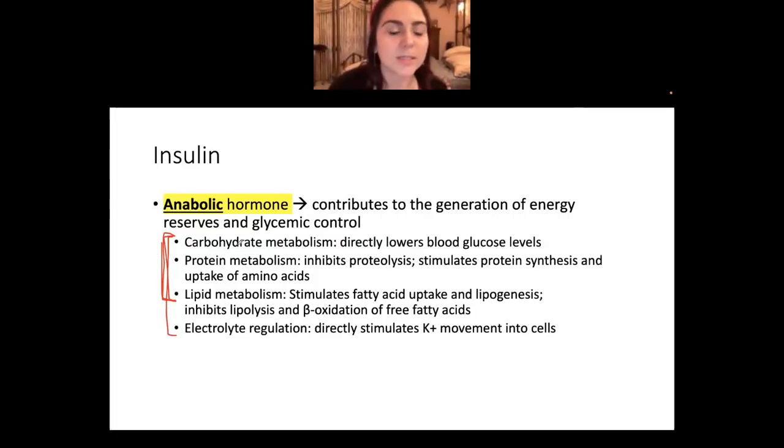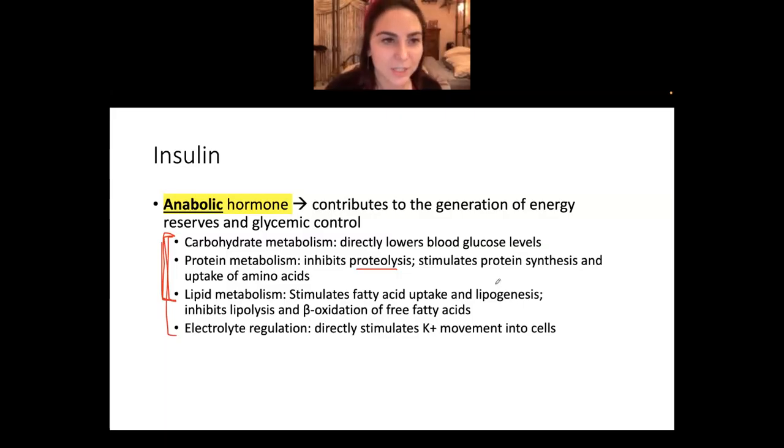With carbs, how it works is you're directly lowering glucose levels because you're making cells uptake glucose. With proteins, since it's anabolic, it's trying to not break things down, so it inhibits proteolysis, which is protein breakdown, and it stimulates protein synthesis and amino acid uptake to make proteins. So again, anabolic. With lipid metabolism, it's going to stimulate fatty acid uptake and lipogenesis, so the generation of new fatty acids, and it's going to inhibit lipolysis, the breaking down of lipids, as well as inhibiting beta oxidation.